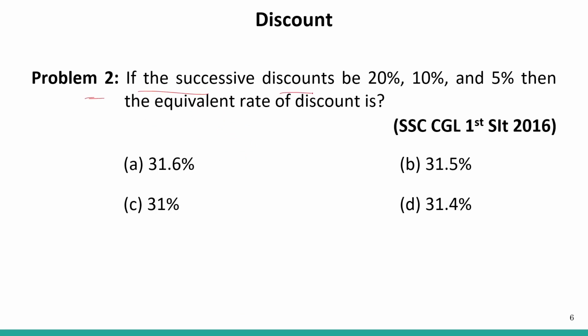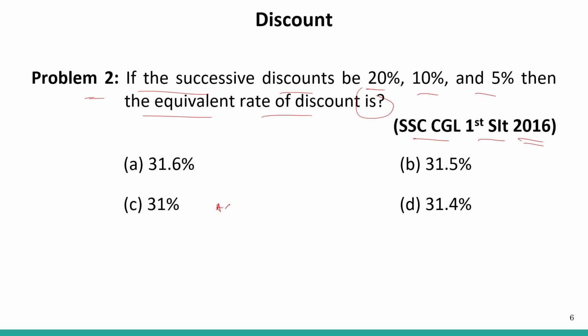If the successive discounts are 20, 10 and 5%, then the equivalent rate of discount is what? This question appeared in the SSC CGL first sitting 2016 paper. Option A is 31.6%, option B is 31.5, option C is 31, and option D is 31.4. Let's see which among these four is the correct one. How will we approach this question? We will approach it via the method that we have already learned for successive discounts.